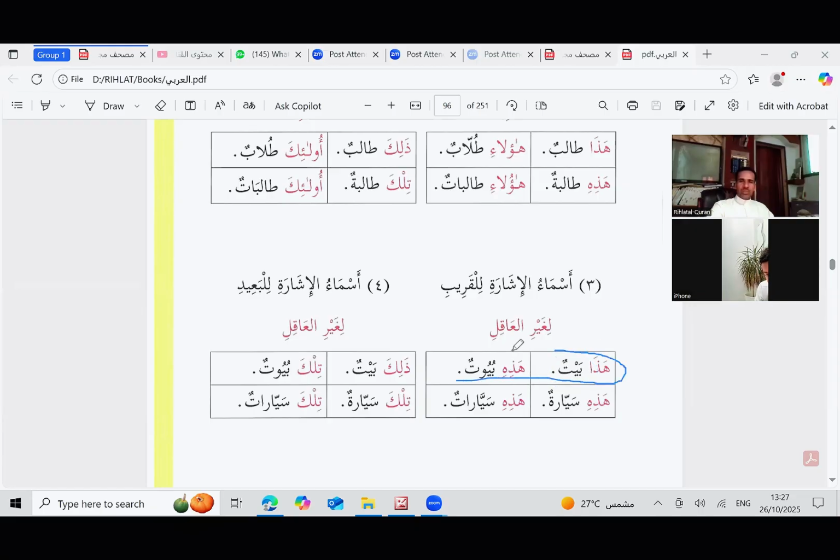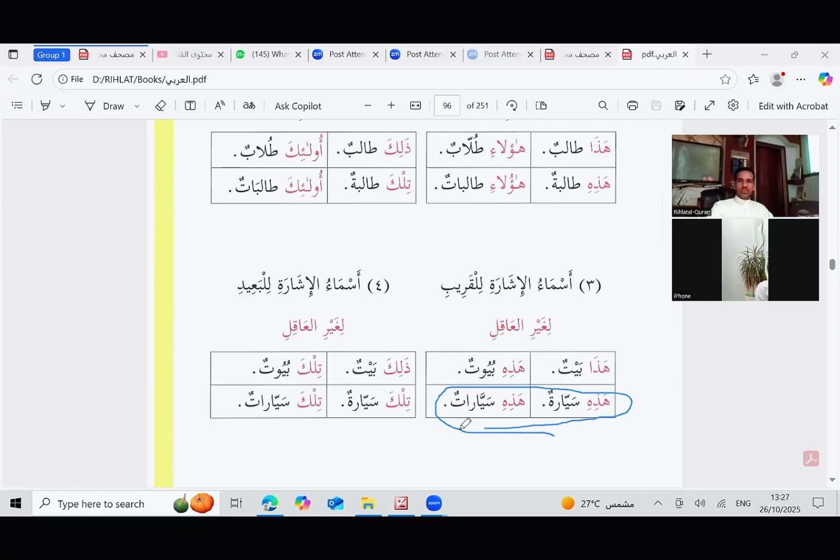So how could we make it plural? هذا بيت. To make it plural, what did we use? هذه بيوت. But for the object هذا, it changed to what? Or هذه, it changed to what? هذه. But why did we use هذه here? Because it's an object, غير عاقل.